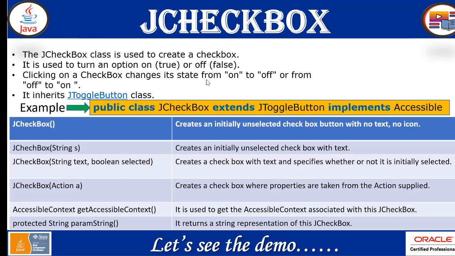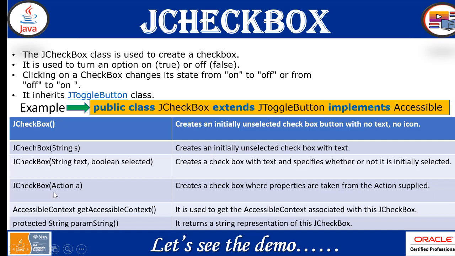Now let's take a look at the JCheckBox. JCheckBox class is used to create a checkbox. It is used to return an option on true or false. Clicking on a checkbox changes its state from on to off or from off to on. It inherits JToggleButton. The syntax goes like this: public class JCheckBox extends JToggleButton implements Accessible.